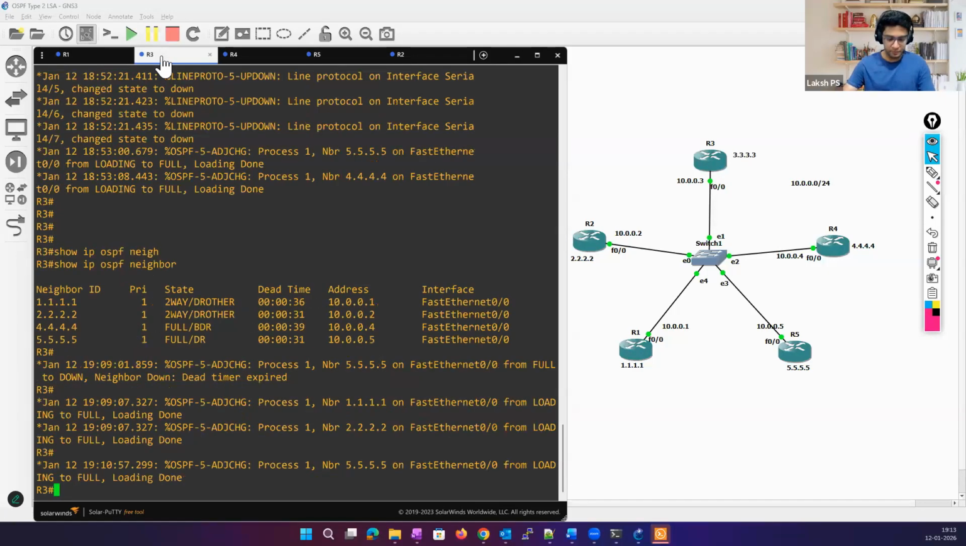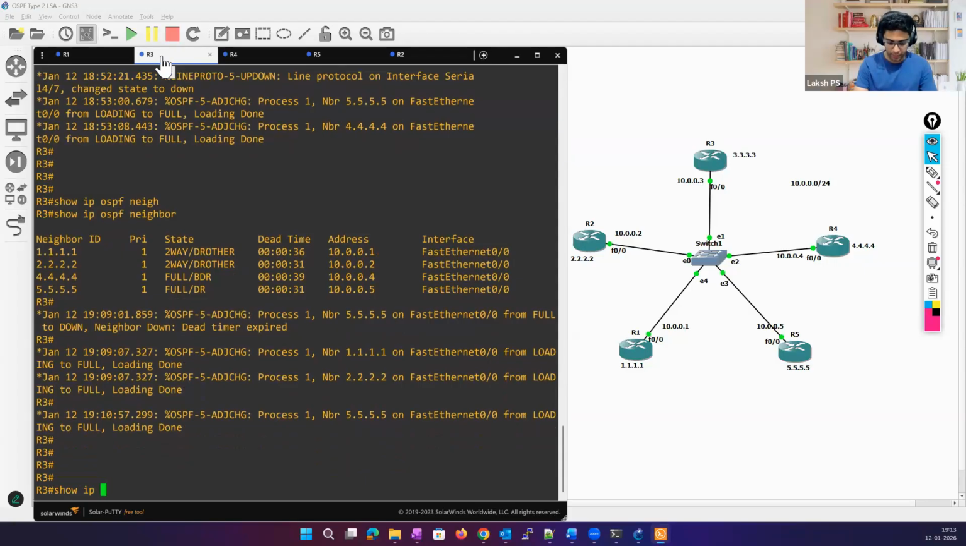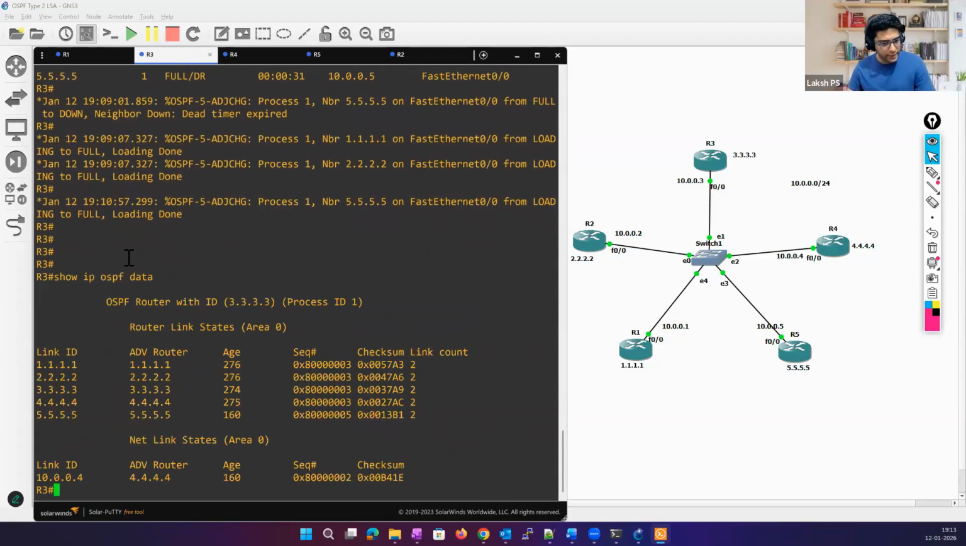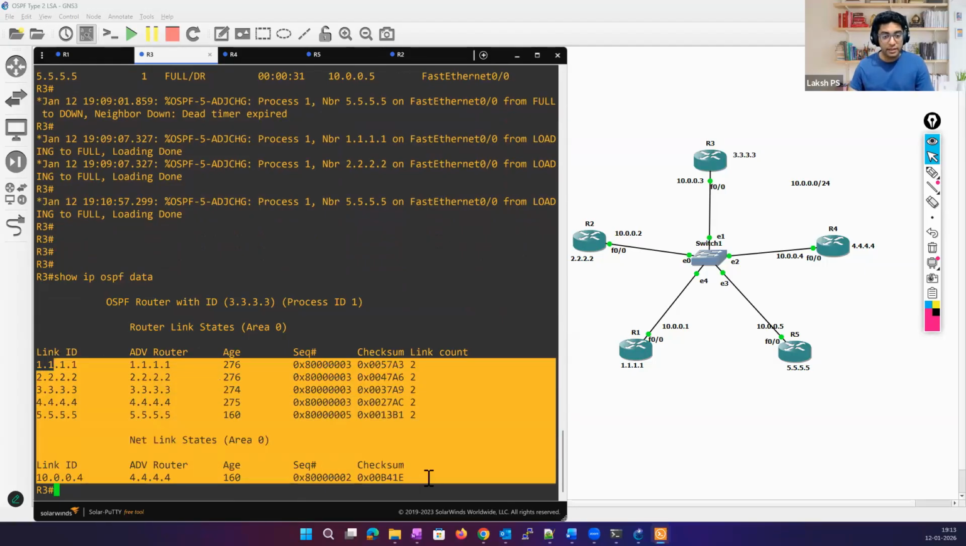Let's check on R3. Show ip ospf database. You'll find the same information. The only thing that is changing is the age. We'll talk about this age later. The only thing that is changing is age. The rest of the things remain the same.